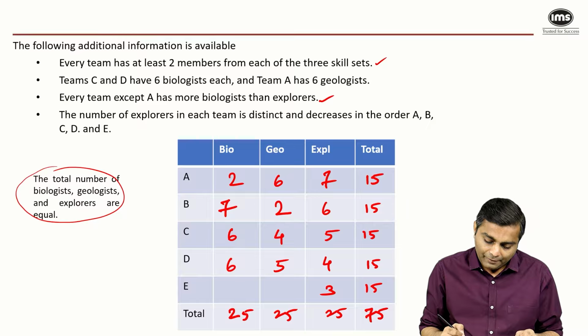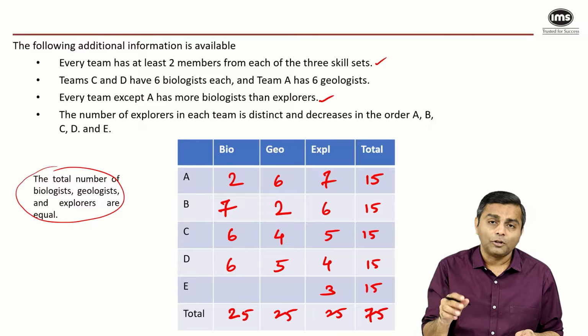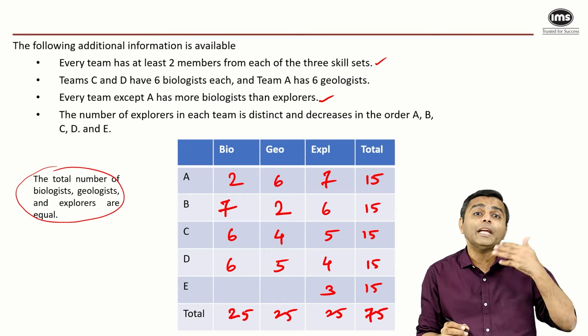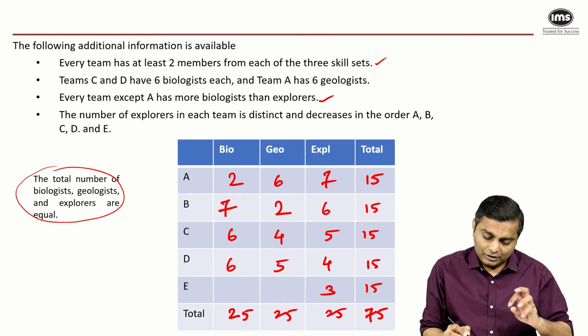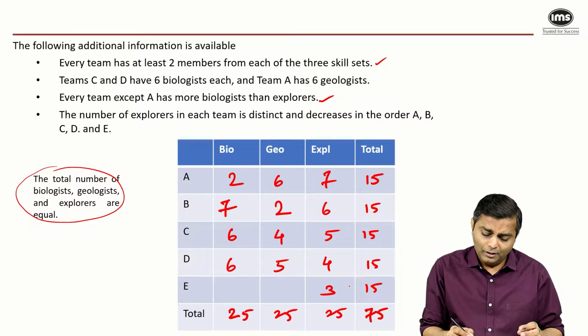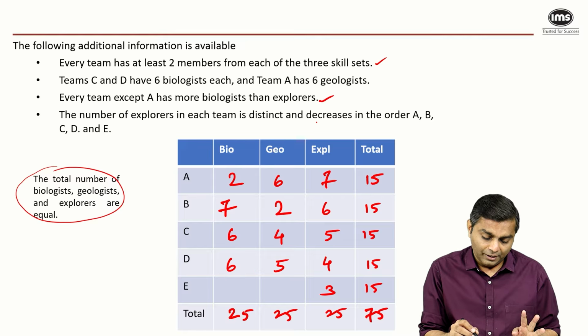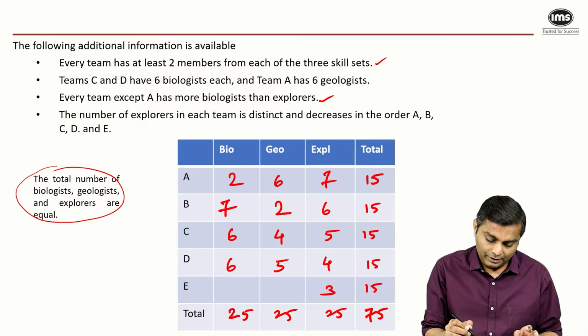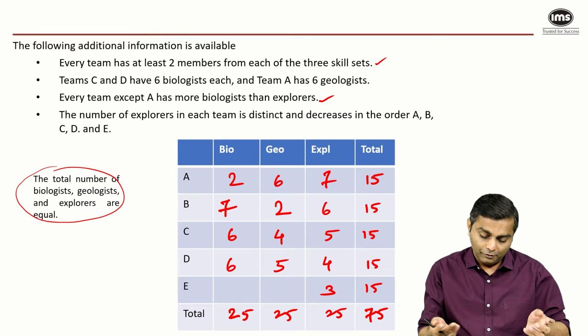Okay. Same way at team E, out of 15, 3 are explorers, so 12 is left, and you need more biologists than the explorers. So what is the possibility here? Can we have 4 biologists? Every team, do we have any other data? Not really. Okay. So in fact, now 25 is there, so we can work from there.